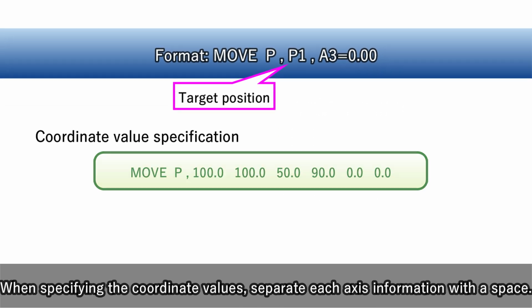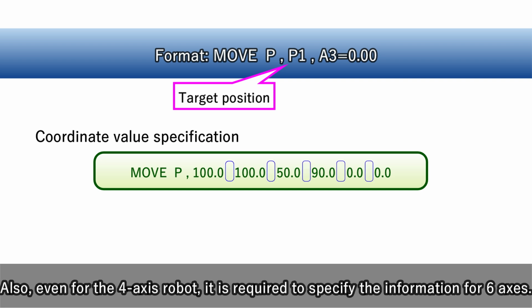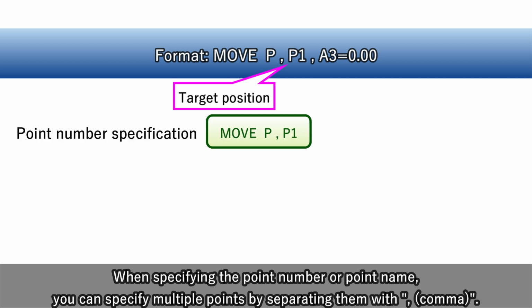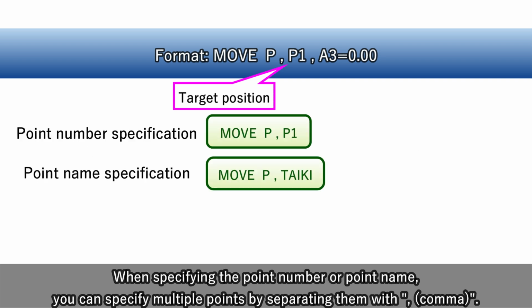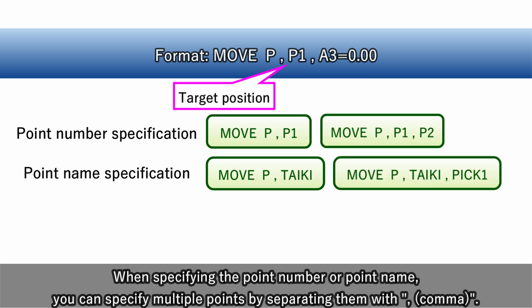When specifying the coordinate values, separate each axis information with a space. Also, even for the 4-axis robot, it is required to specify the information for 6 axes. When specifying the point number or point name, you can specify multiple points by separating them with comma.